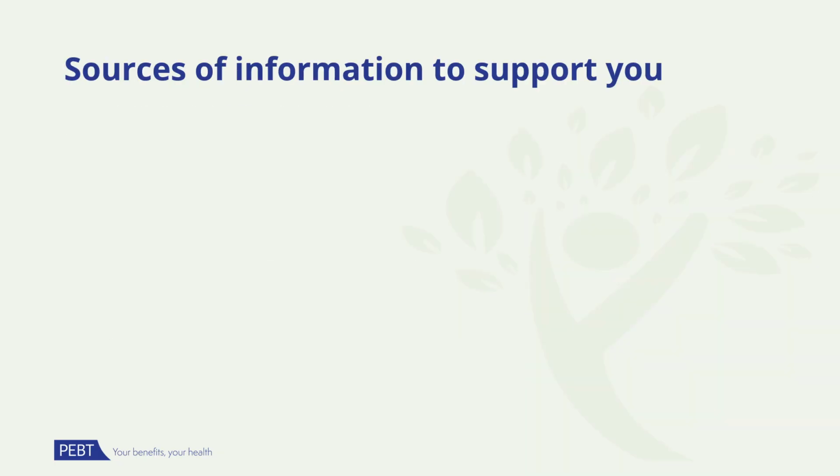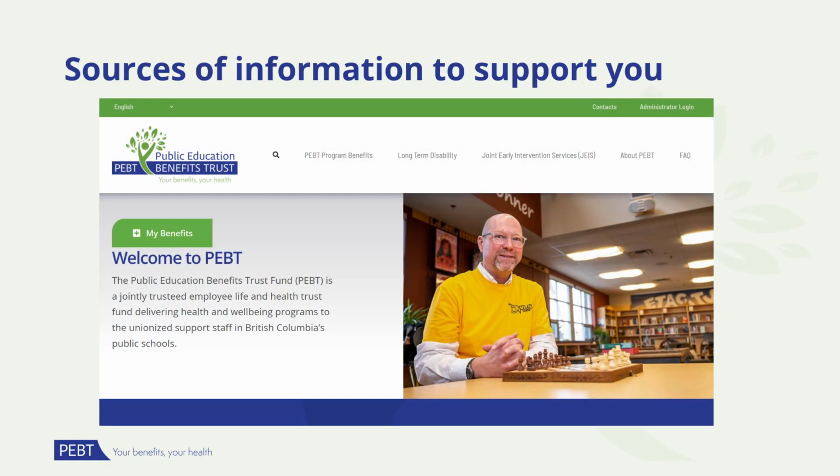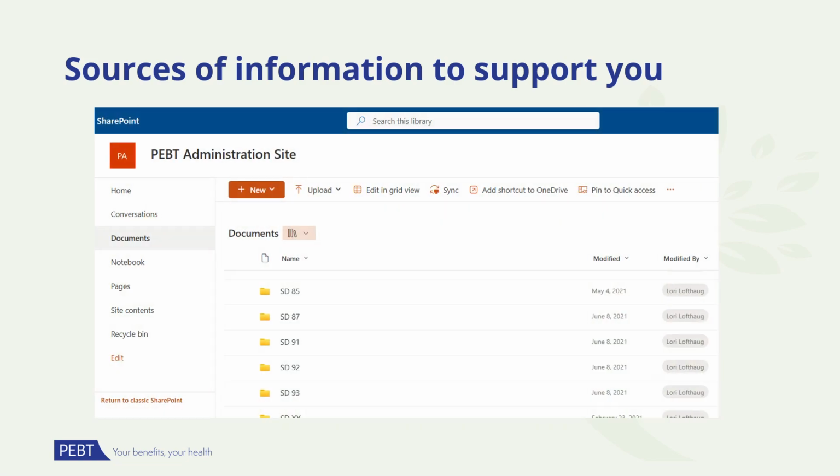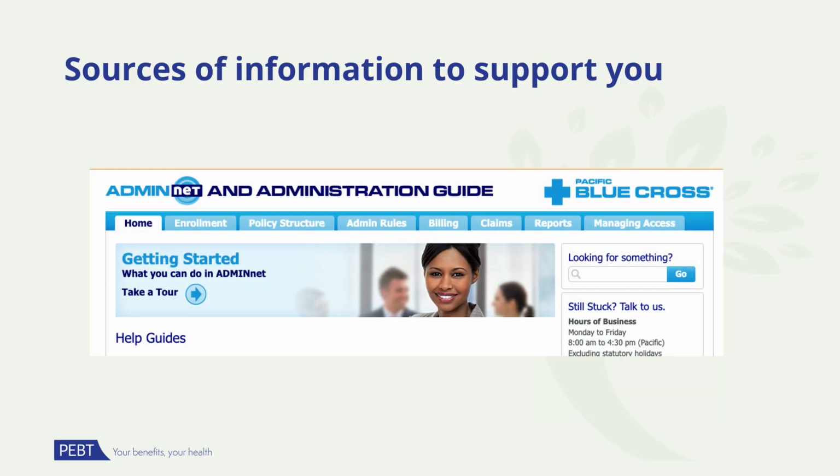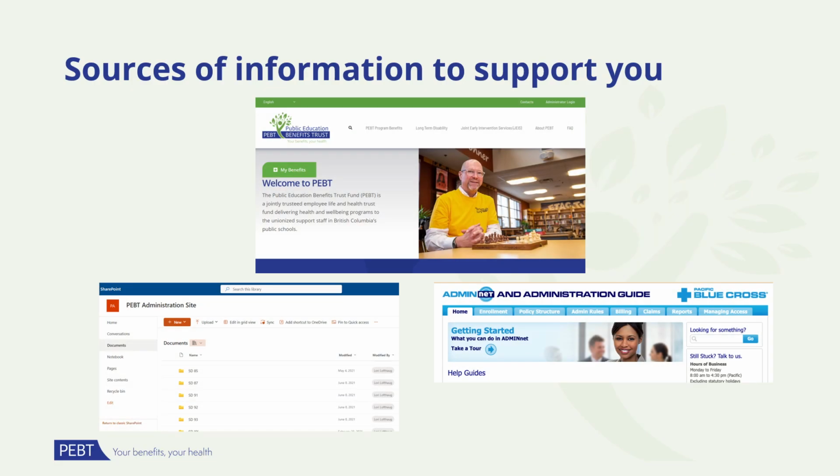In Lesson 1, we share 3 places to find tools and information that support your role. The PEBT website, where you can find things like forms, FAQs, and definitions. The SharePoint site, where you can exchange confidential information and find the detailed administration guides. And AdminNet on the PBC website, where you perform most of your actions. Let's take a closer look.